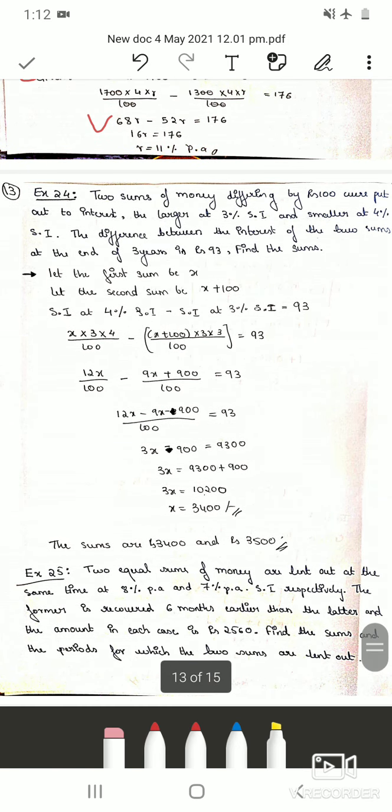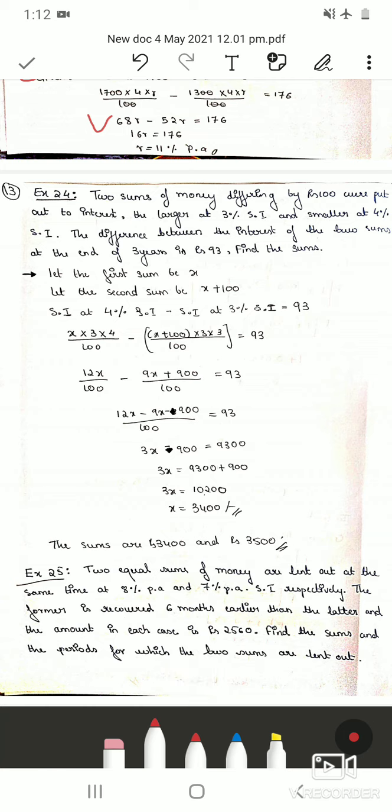So the 24th problem is, two sums of money differing by rupees 100 were put out to interest, the larger at 3% simple interest and the smaller at 4% simple interest. The difference between the interest of the two sums at the end of 3 years is rupees 93. Find the sums.